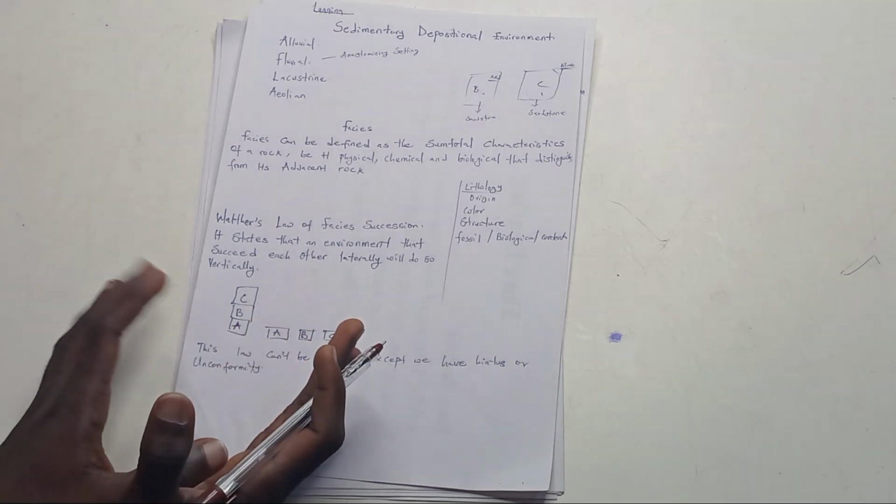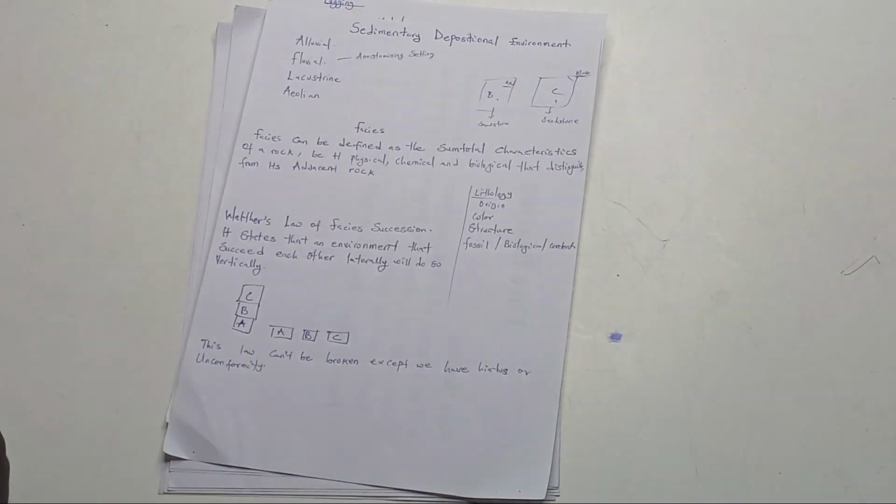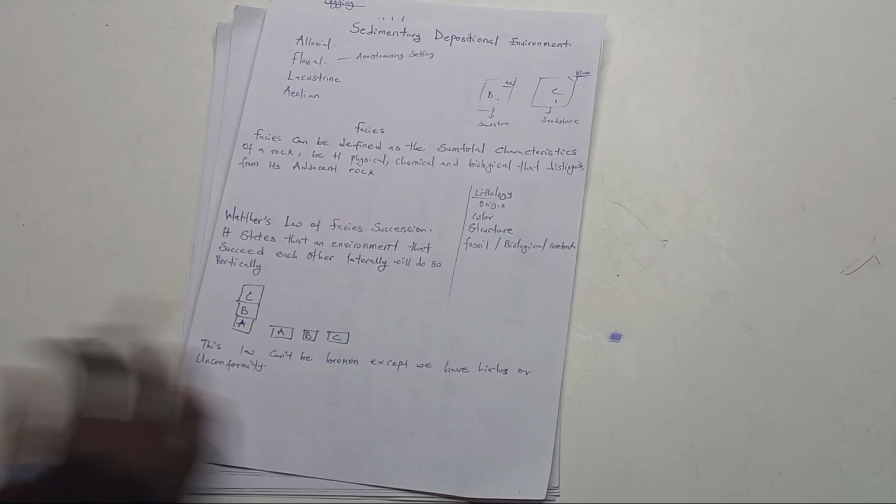Another terminology that we need to understand is Walther's law. Walther's law of facies succession. This law is very, very important even in stratigraphy. It states that environments that succeed each other laterally will also succeed each other vertically, or vice versa. What do we mean by that? So for example, we're talking about Walther's law of facies succession, right?